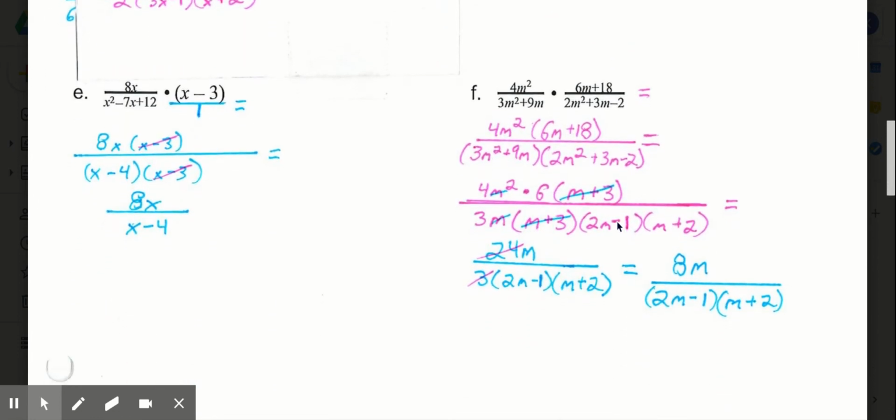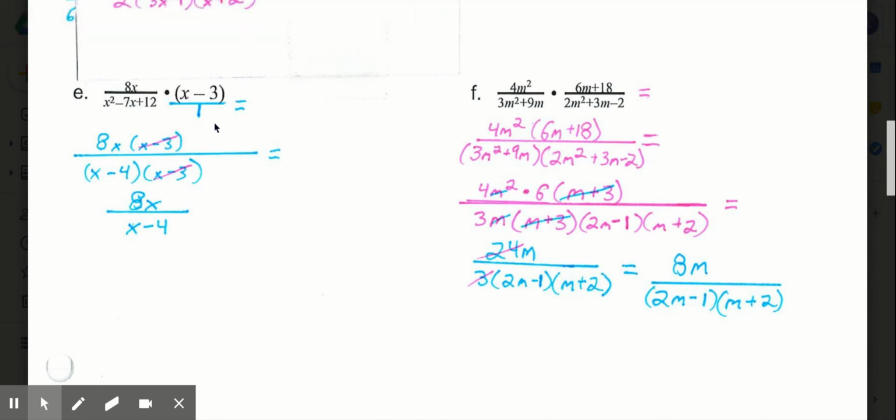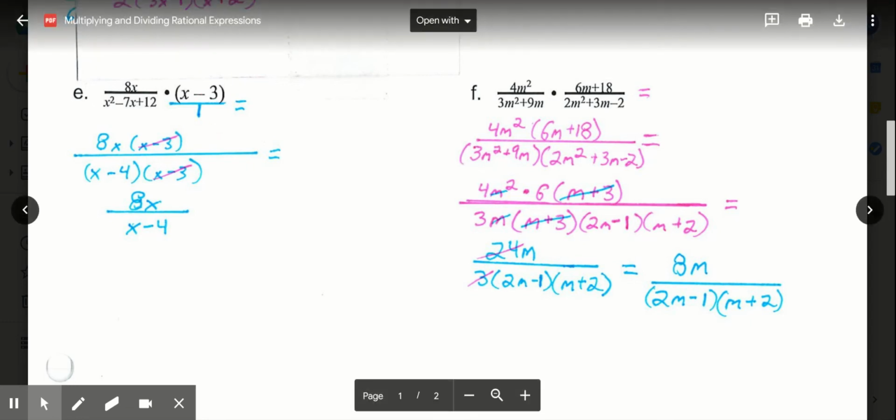So then in E and F, 8x over x squared minus 7x plus 12 times x minus 3. So I write the x minus 3 over 1, just to remind myself any whole number is a fraction over 1. Then on top, I have 8x times the x minus 3. And on bottom, if I factor this trinomial here, I get x minus 4 times x minus 3. The x minus 3's cancel out, so I'm left with 8x over x minus 4.